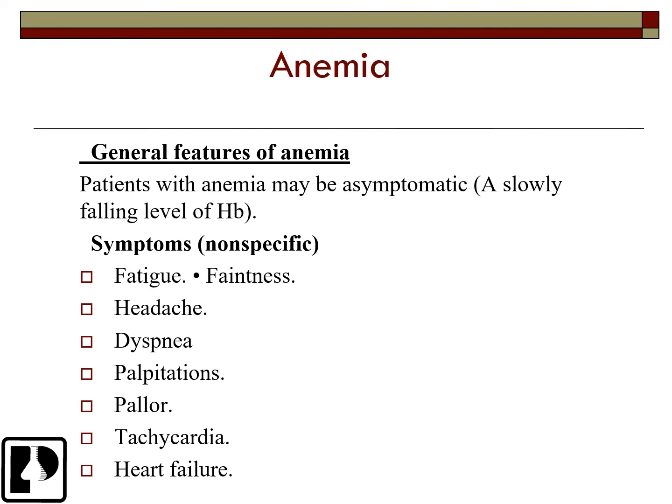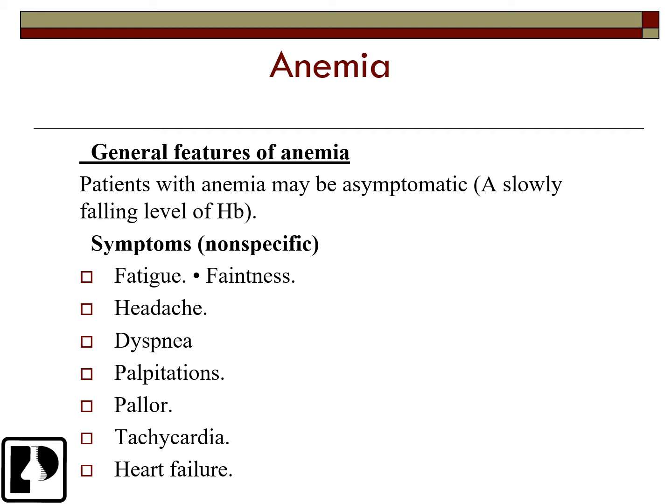What are the general features of anemia? As we see, the main problem in anemia is decrease of oxygen. So the patient with anemia may sometimes be asymptomatic, with a slowly falling level of hemoglobin, making the patient not have any symptoms, because the body compensates for anemia, and the anemia does not occur suddenly, it occurs slowly, step by step, so the patient does not suffer from any problem.